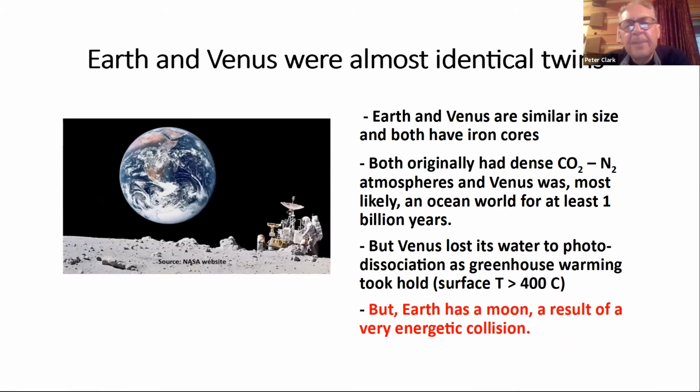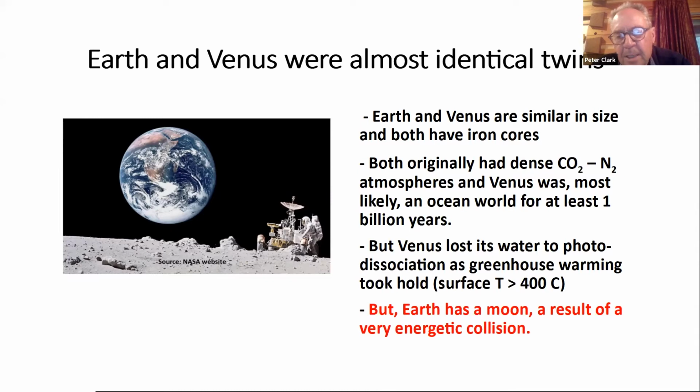Okay, so Earth and Venus are very similar planets in many respects. They're the same size. They both have iron cores, of course, a matter which was deduced from measuring the densities of the planets remotely, obviously. And both undoubtedly had dense atmospheres of carbon dioxide and nitrogen. But Venus is much closer to the sun, and it will have lost its water to dissociation to hydrogen and oxygen. So nearly all of the carbon ended up as carbon dioxide.